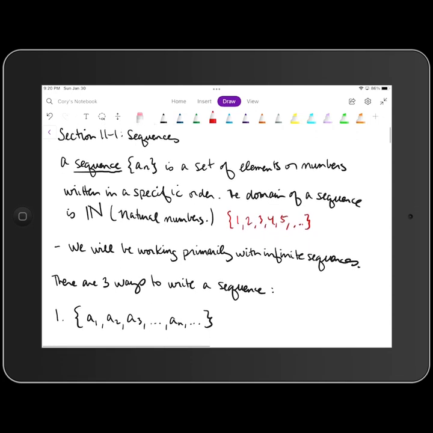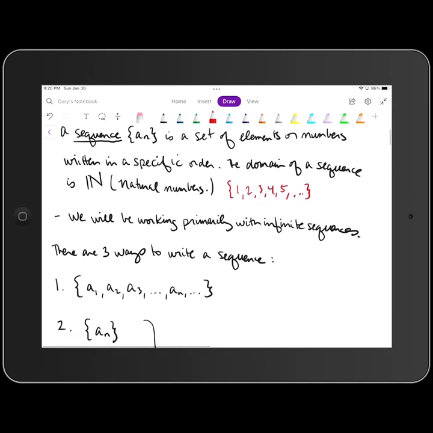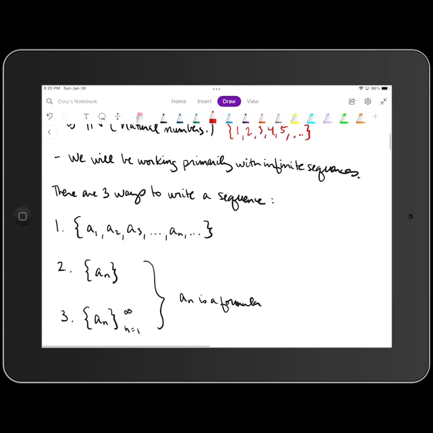So there are three ways in which we can write a sequence. The first way you'll see a sequence written is where the terms of a sequence are listed inside of set braces. You have the first term represented by a sub 1, the second term by a sub 2, the third term is a sub 3. You continue out to the nth term, and then the dot dot dot at the end indicates that the sequence is continuing forever.